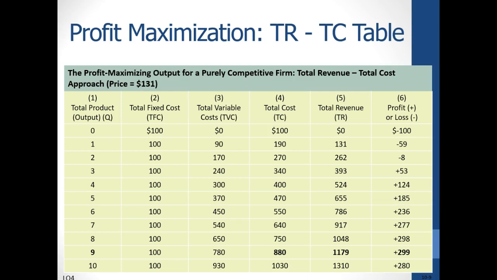Here we can start identifying where the firm will choose to produce using the total revenue minus total cost approach. Based on total revenue minus total cost, the firm will produce where the difference between total revenue and total cost is the greatest. Based on this approach, the profit maximizing output is 9 units when the price is $131.